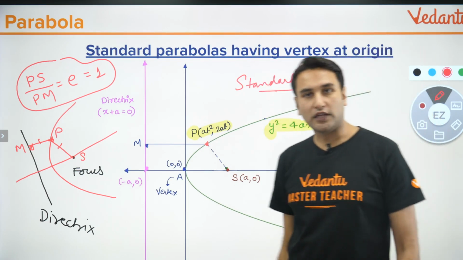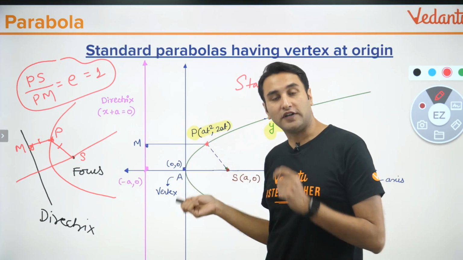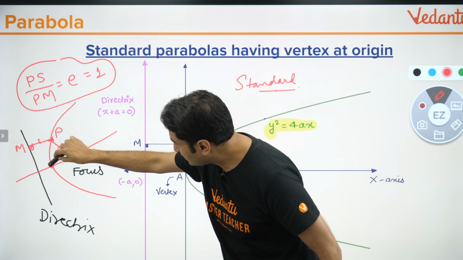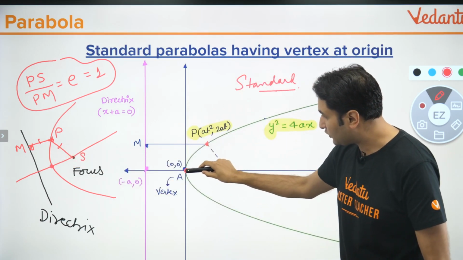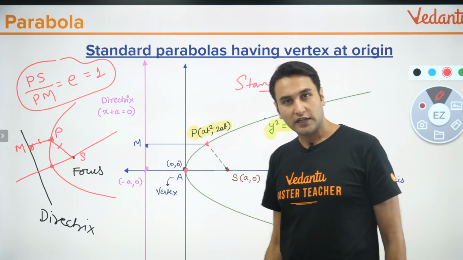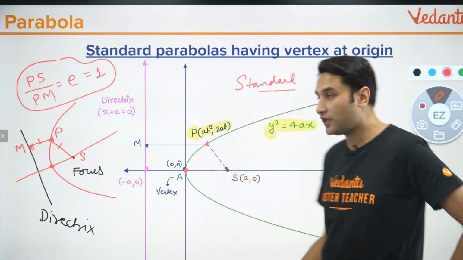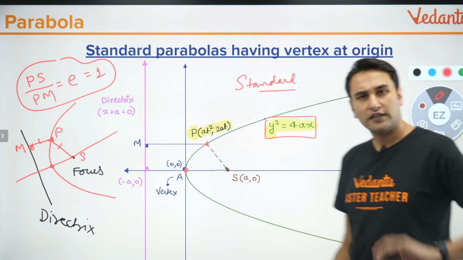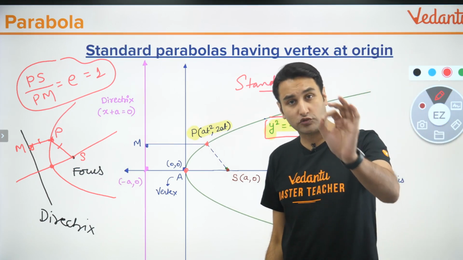What is a standard parabola? A parabola whose vertex is at the origin. What is the vertex? This point, right? So this is the vertex of the parabola, and the vertex is at the origin. Such parabolas are called standard parabolas, and the one we study is y square is equal to 4ax. Your NCERT stuff, you know this, I'm just quickly revising.